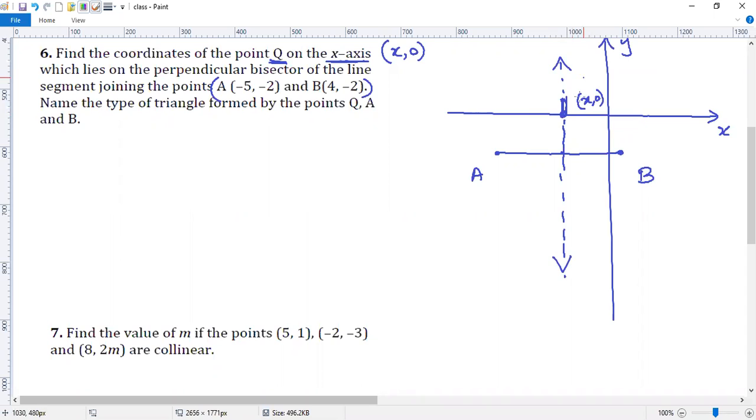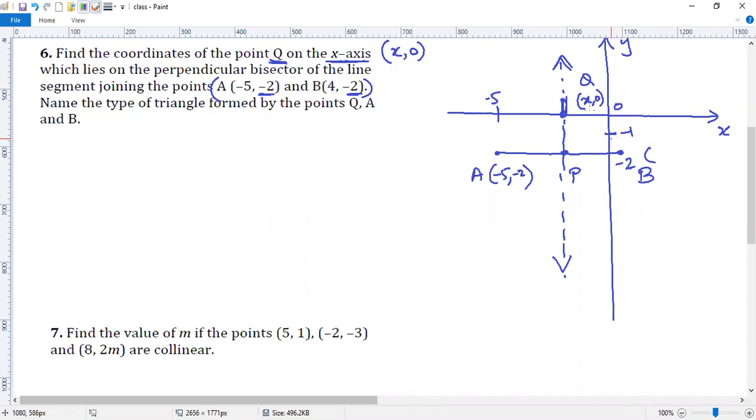Let me name it as some point Q, and let P be the midpoint of A and B. Okay, so this line is a perpendicular bisector. You can easily notice that A is -2 and B is also -2 when it comes to the y-axis. That is why I have taken it here. This is 0, this is -1, this is -2. So I can take this point A as -5 on the x-axis. So this is -5 comma -2, and this point will be 4 comma -2.